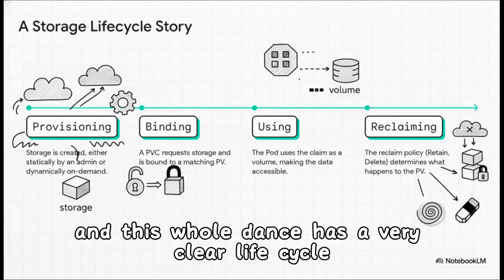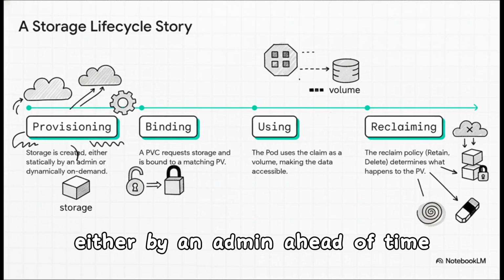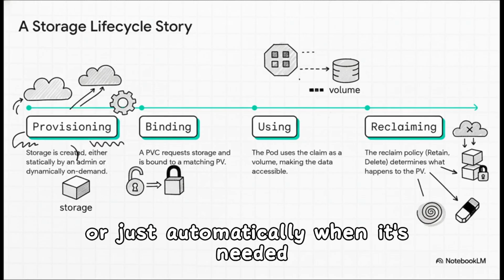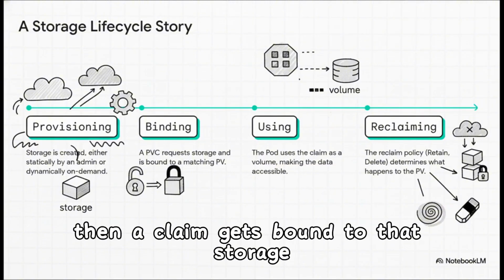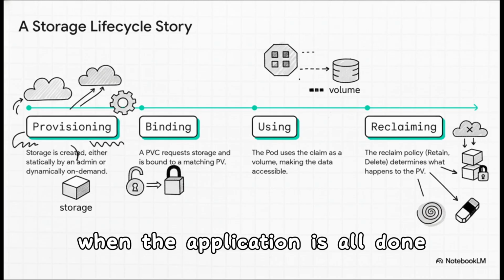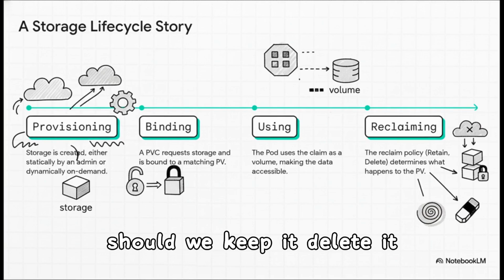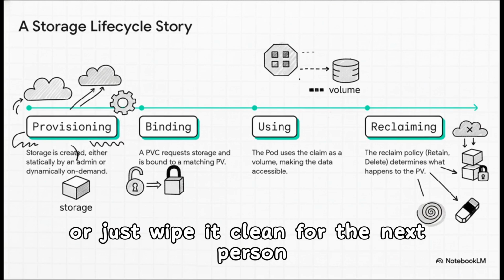And this whole dance has a very clear life cycle. First, storage gets provisioned, either by an admin ahead of time or just automatically when it's needed. Then a claim gets bound to that storage. The pod uses it, and finally, when the application is all done, something called a reclaim policy decides what to do with the storage. Should we keep it, delete it, or just wipe it clean for the next person?